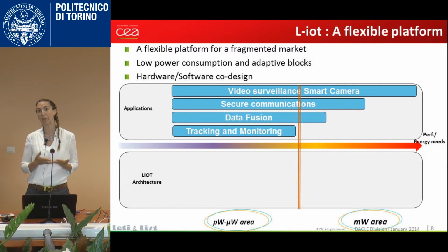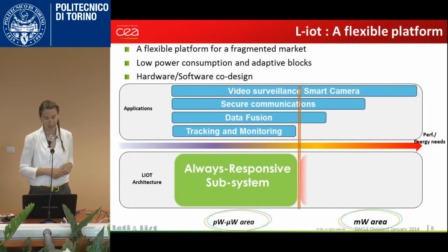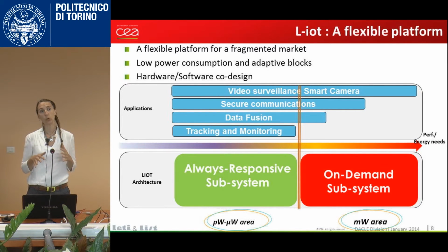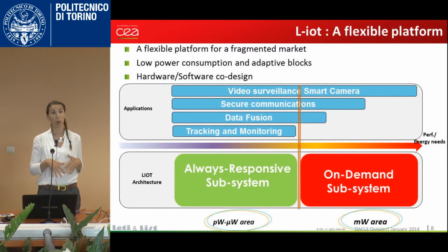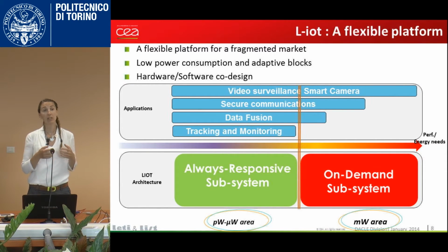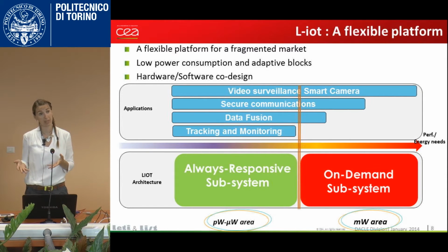So what we propose is a partitioned architecture that we have called Elliott, for low power IoT. And this is split into two main parts. The first part is what we call the always responsive system. This is extremely low power, but with some really simple tasks. The tasks are just to send something simple, then communicate something simple. In terms of radio, we have only a wake-up radio. And then when we have enough energy recovered from the environment, or if we have enough energy, then we can open this platform to what we call the on-demand subsystem.